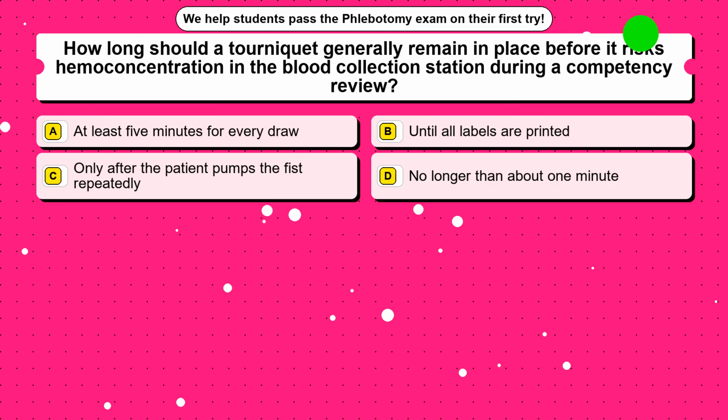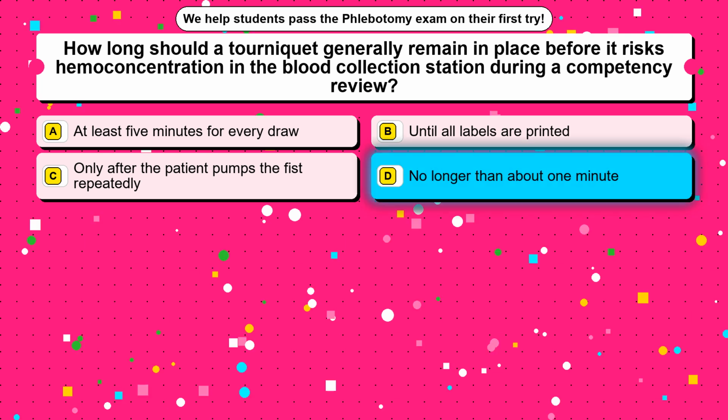Question 24. How long should a tourniquet generally remain in place before it risks hemoconcentration in the blood collection station during a competency review? Option A. At least 5 minutes for every draw. Option B. Until all labels are printed. Option C. Only after the patient pumps the fist repeatedly. Option D. No longer than about 1 minute.